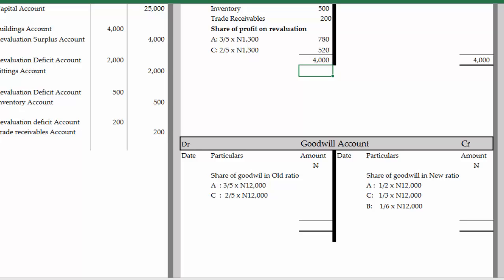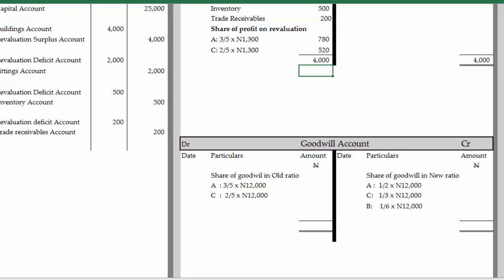However, why are we then looking at a goodwill account? The reason why we have to open a goodwill account is to determine the portion of the 25,000, meaning the capital that was paid by B. The 25,000 that was paid by B as capital, what portion of it represents payment for the share of B in the goodwill of the partnership? How much will he have of the goodwill and how much is he paying for it?